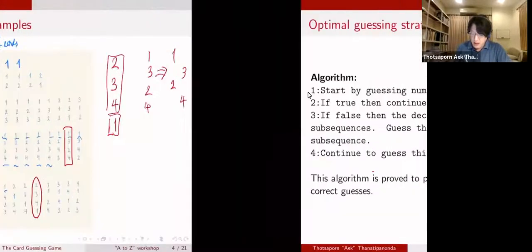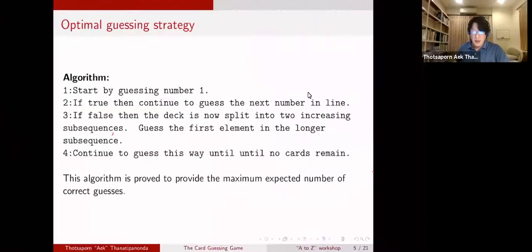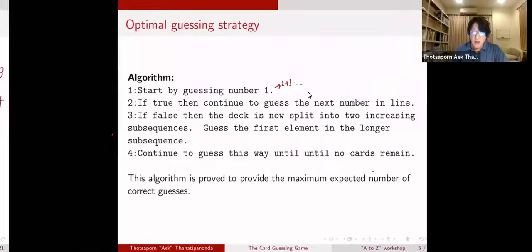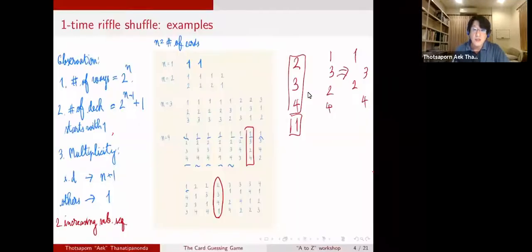All right, and then next, like I said, we're gonna have the optimal guessing strategy first, and then we're gonna see the distribution of the number of correct guesses. The optimal guessing strategy is pretty simple. You start with 1, and then if it's correct, then go with 2, go with 3, and so on. Because 1 shows up the most often, right? So you start with 1.